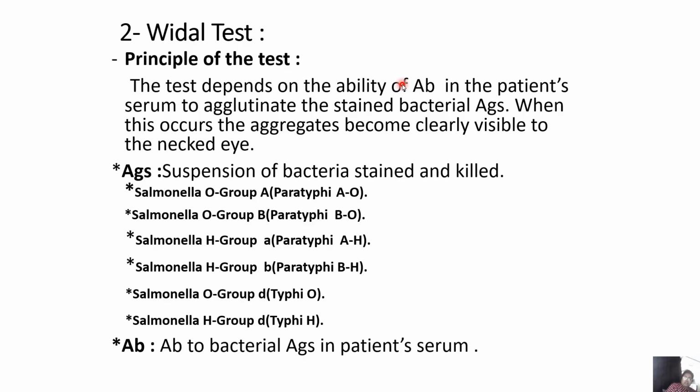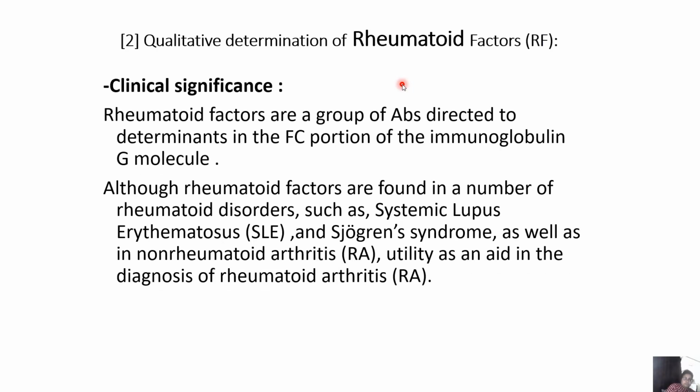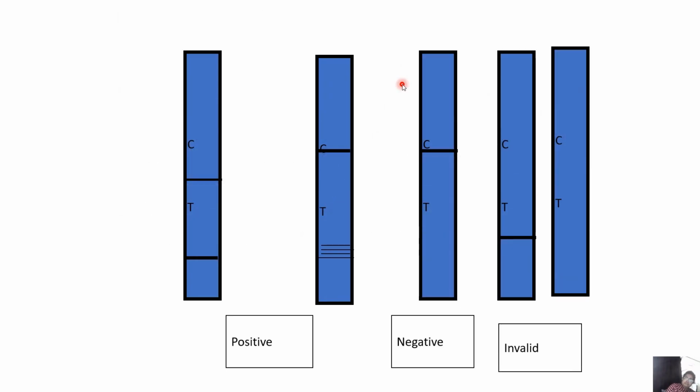So as I said, coming back to the Widal test, the test depends on the ability of antibody in the patient's serum to agglutinate the stained bacterial antigens. When this occurs, the aggregates become clearly visible to the naked eye. So suspension of bacterial stain and kill and all of that. I'm not going to go into much detail.